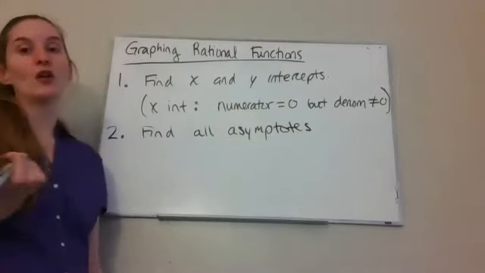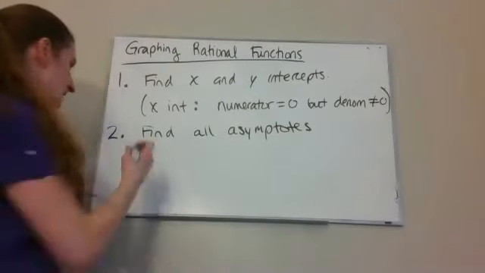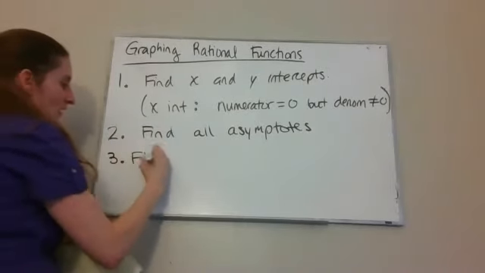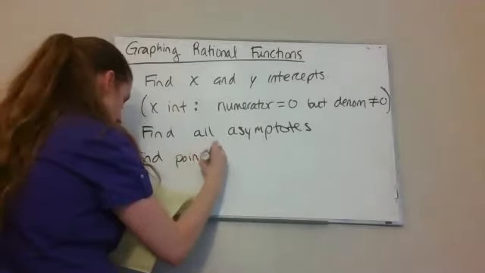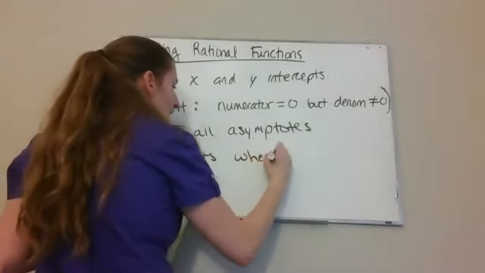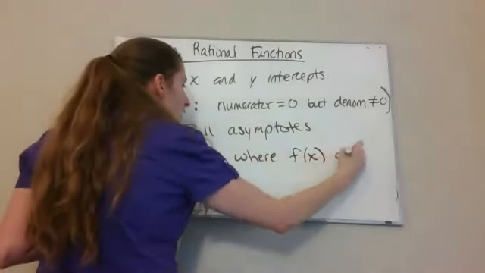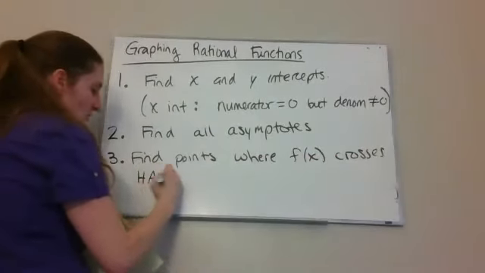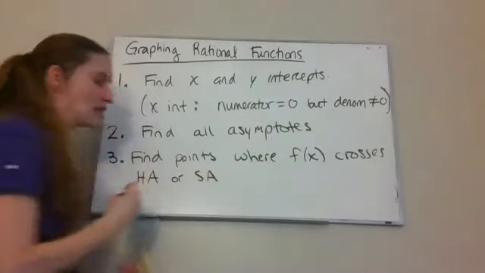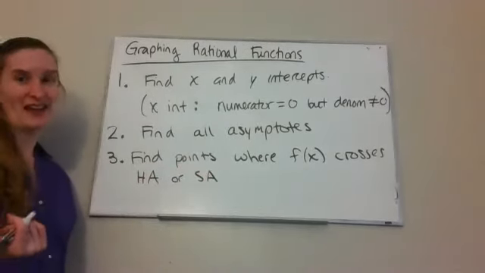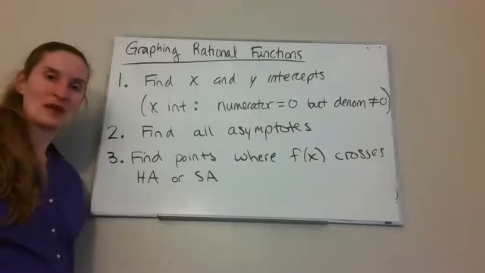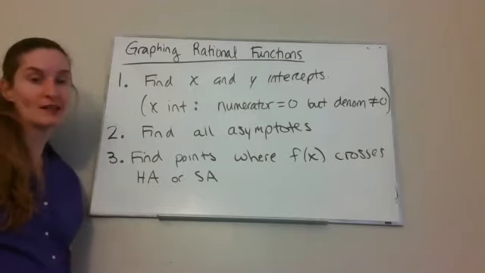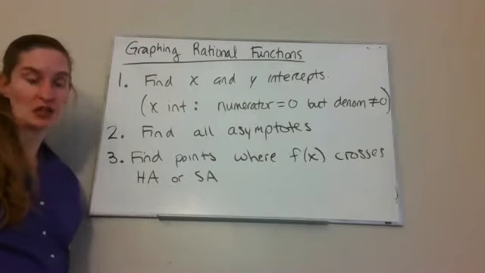That means vertical, horizontal, and slant. Once you've found your asymptotes, find points where your function crosses the horizontal asymptote or slant asymptote, if you can and if it does. So you should always check this. If you have a horizontal asymptote or a slant asymptote, check to see if your function crosses it at any particular point.